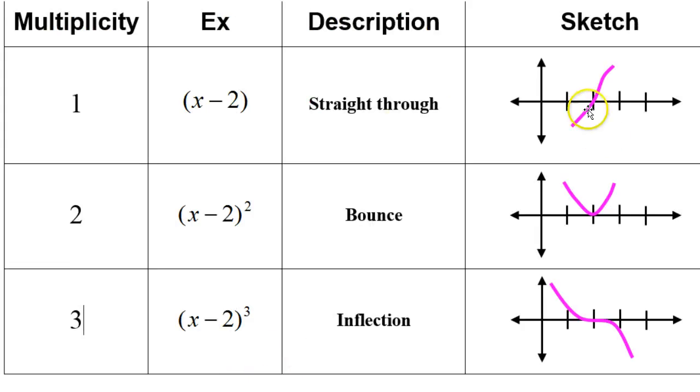And I'm thinking about this information. If the graph passes straight through the x-intercept, that means it is a single factor. If the graph bounces at the x-intercept, that means it is a double factor. An inflection causes the graph to sort of flatten out through the x-intercept and then keep going. That happens when you have a triple factor.